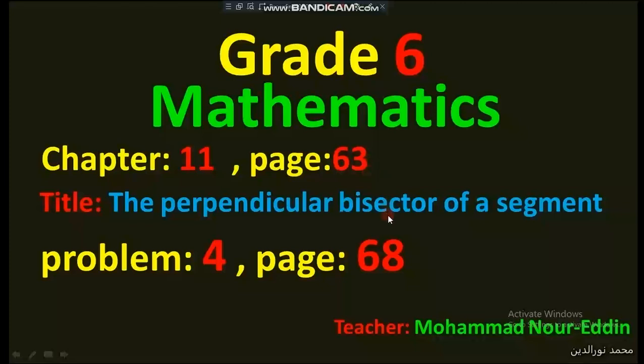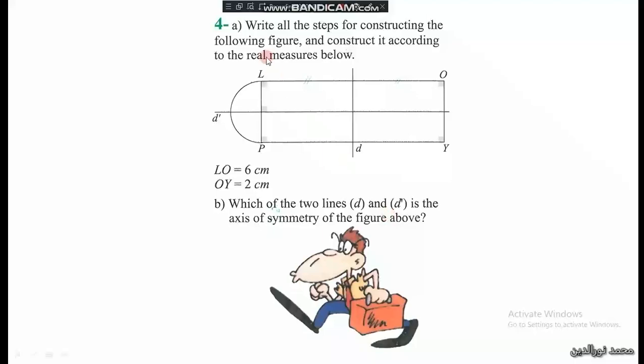Problem 4 on page 68. Write all the steps for construction of the following figure and construct it according to the real measures below. LO equals 6 centimeters, OY equals 2 centimeters.